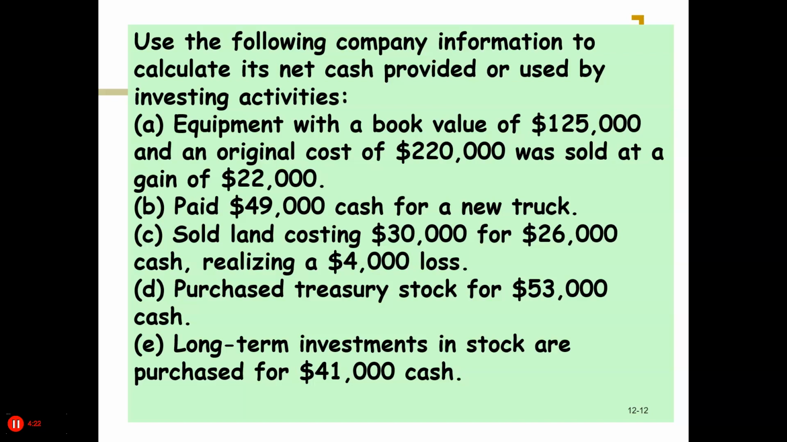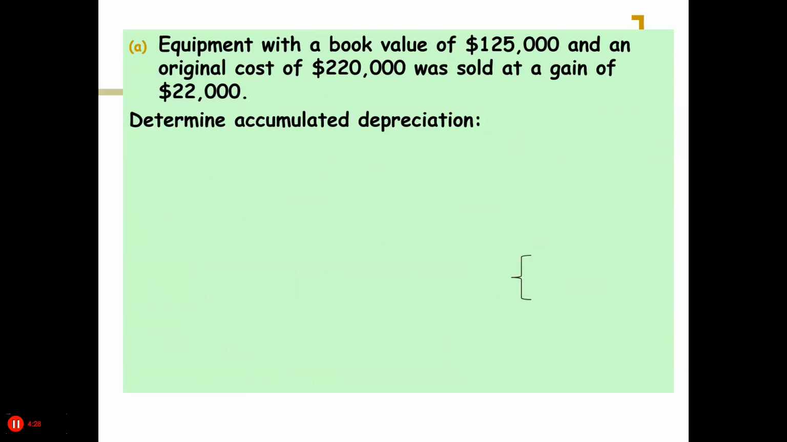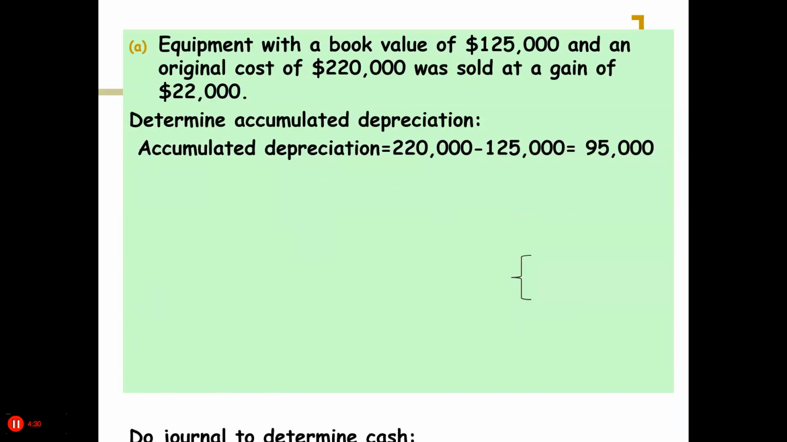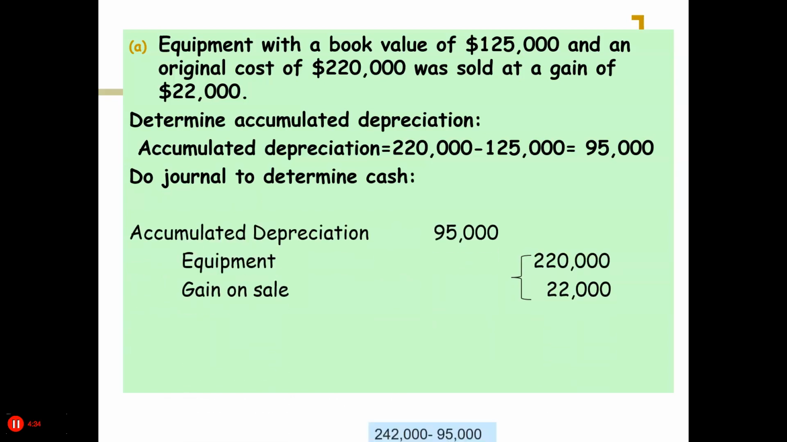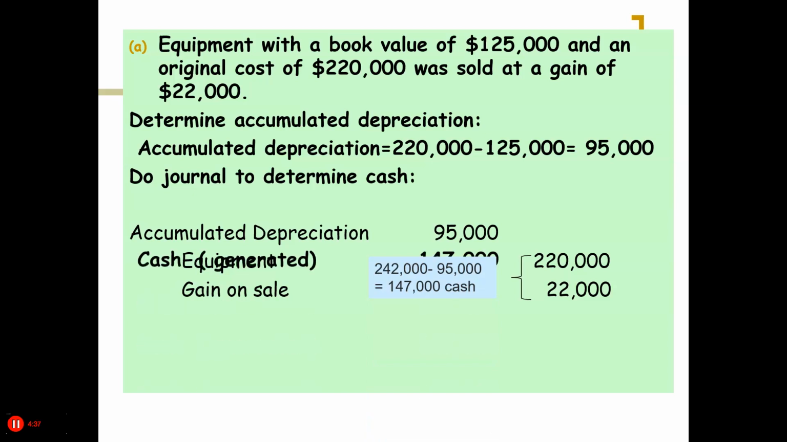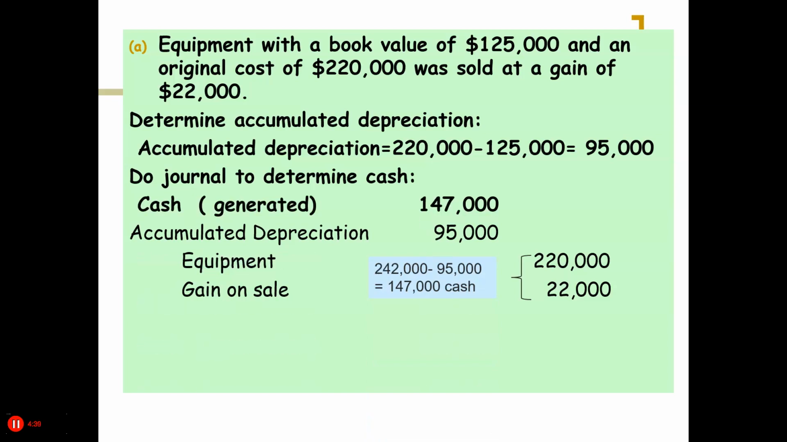So now we're going to go through all of these items, and we're going to see if we can do investing activities. First, we're going to determine accumulated depreciation, and then we're going to do our journal entry to figure out our cash. This is just how I do it. You can do it any way you want. Okay, that tells us our cash generated.